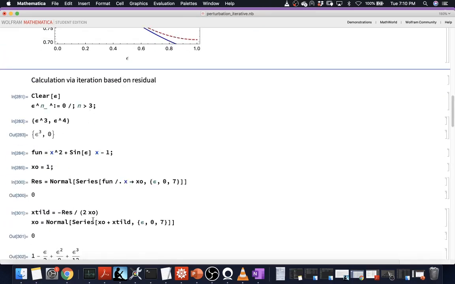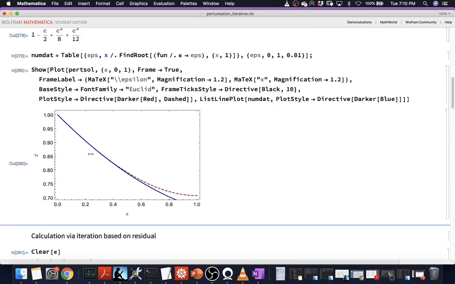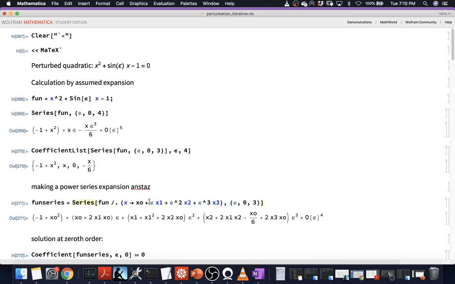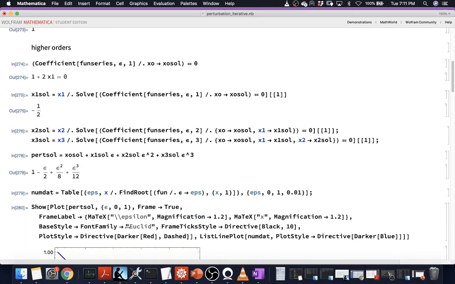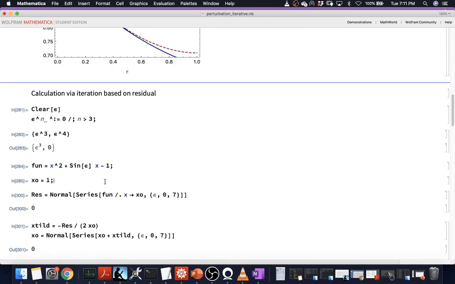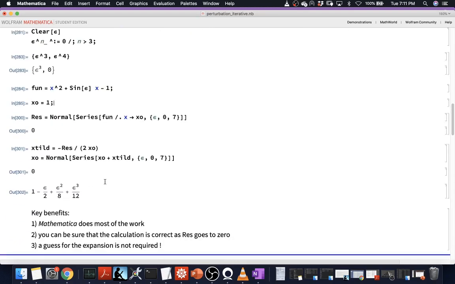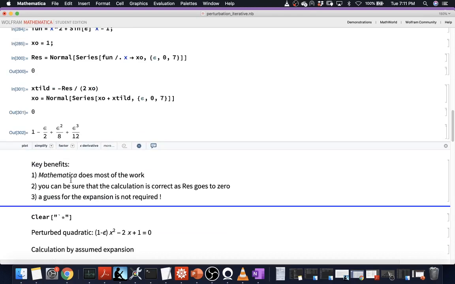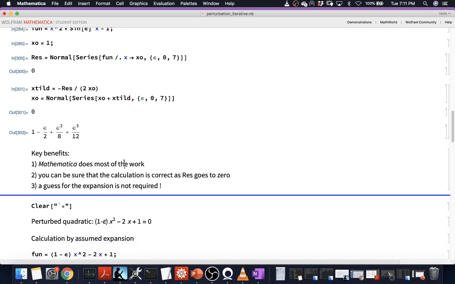And you see at no point in this procedure did I have to specify the form of the expansion, whereas here I had to specify the form of the expansion, substitute, collect coefficients, and do lots of other stuff. So from the perspective of the human user, it's much easier to do the iterative scheme. You just set up the scheme and then let the computer obtain the series iteratively, and you also don't have to guess what the expansion form is. The benefit, of course, is that the computational software does most of the work, and you can be sure the calculation will be right because the residual will go to 0.